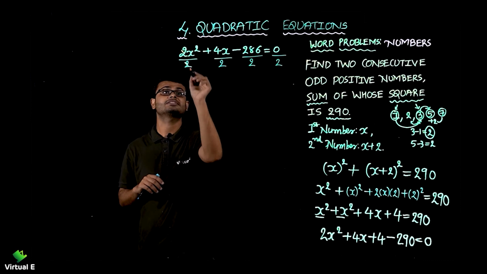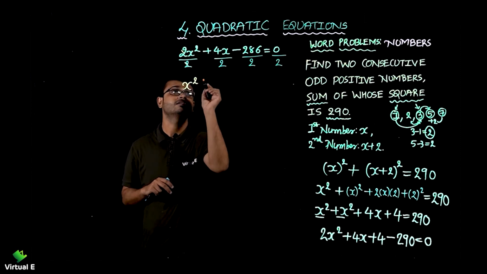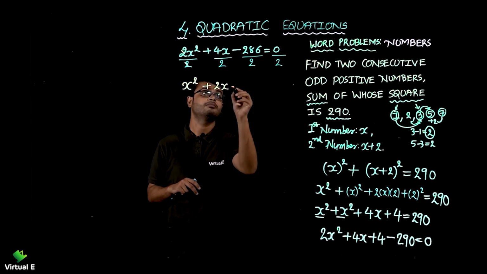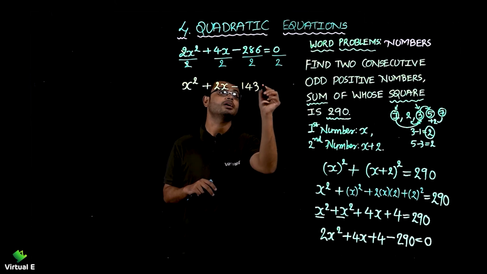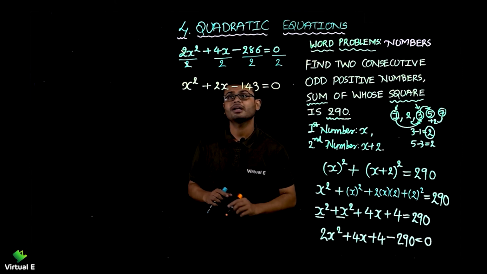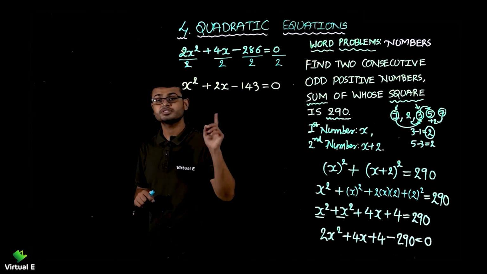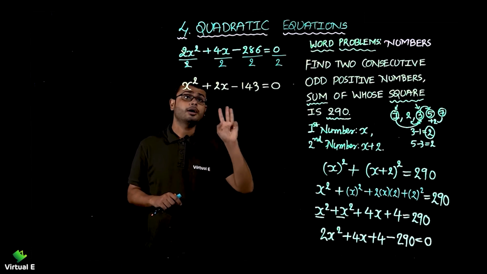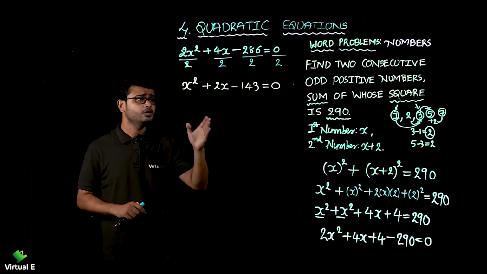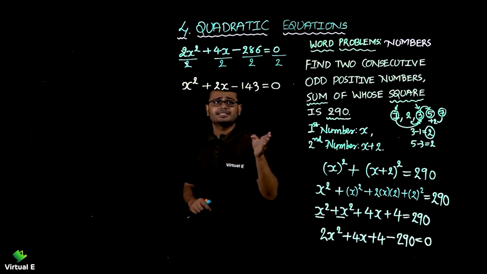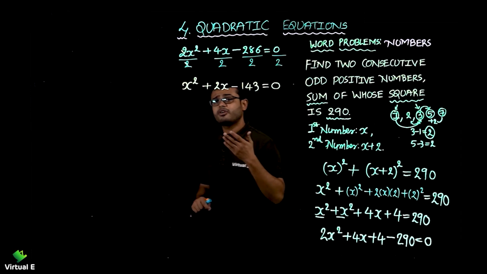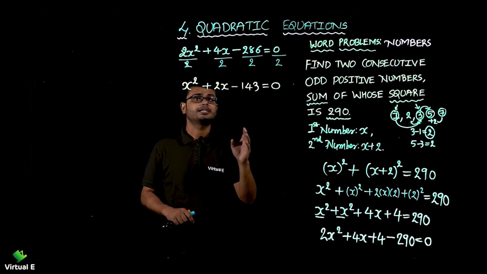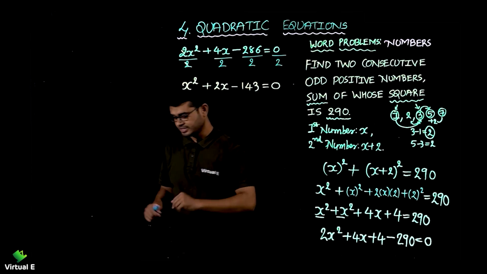So here we'll get x square, then 2x, then minus 143 is equal to 0. Now there are three different ways to get the solution of this quadratic equation: factorization, quadratic formula, or completing square. You can choose your own method. If factorization is not possible, then we need to do quadratic formula or completing square. I am going to use quadratic formula. For that we need values of a, b and c. So let's start with that.